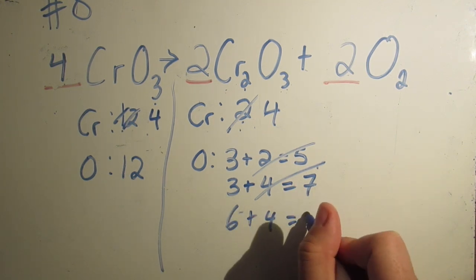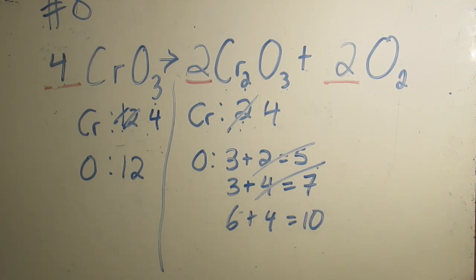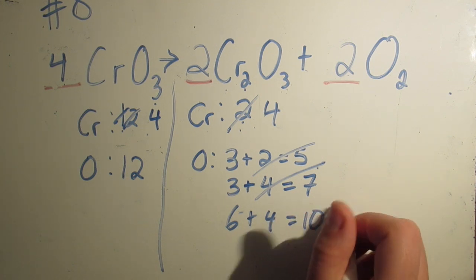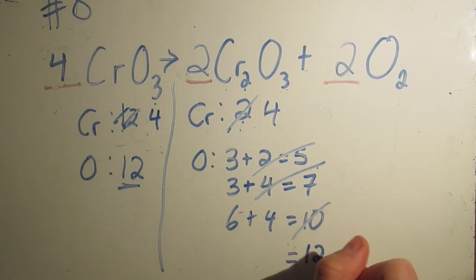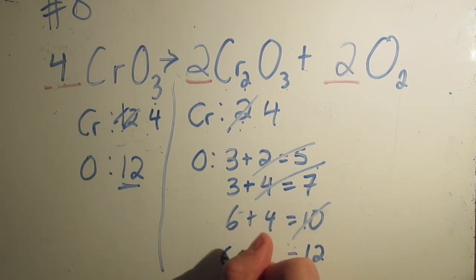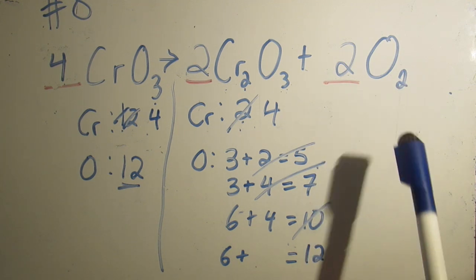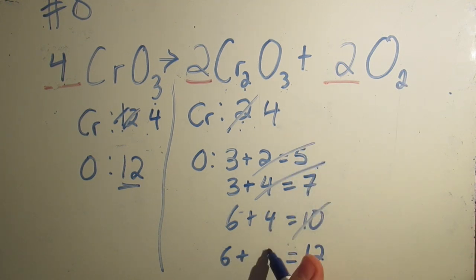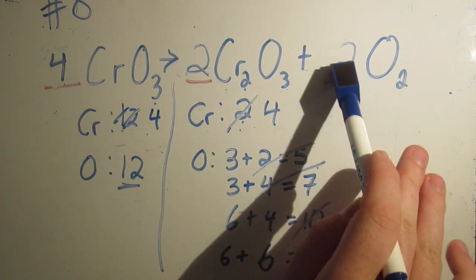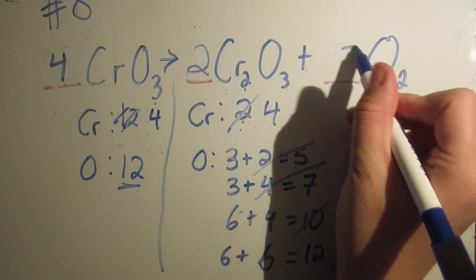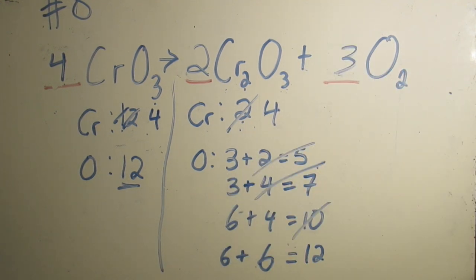I was getting ahead of myself there. 10, I don't really want 10, I want 12, right? Because that's what I have over here. So I'm going to say no, not 10 equals 12. 6 plus what? So I go back here, this is by itself. I know 6 plus 6 equals 12 because I know my math skills, and I know 3 here times 2 equals 6.